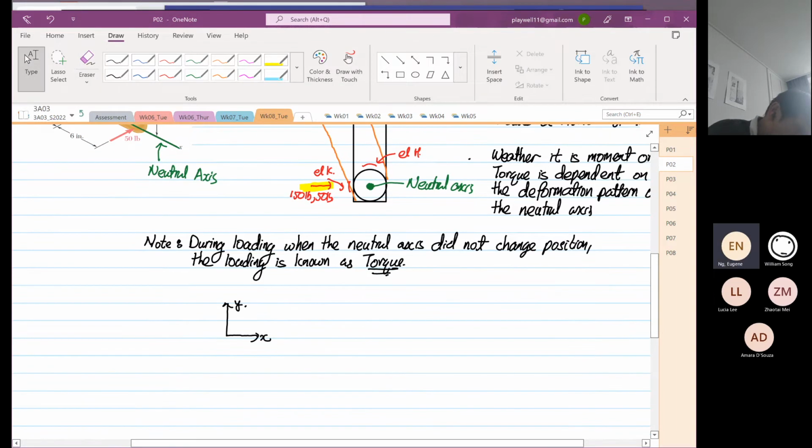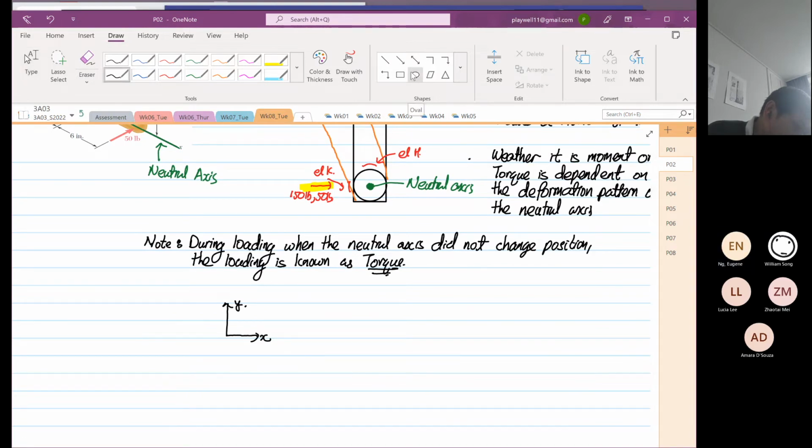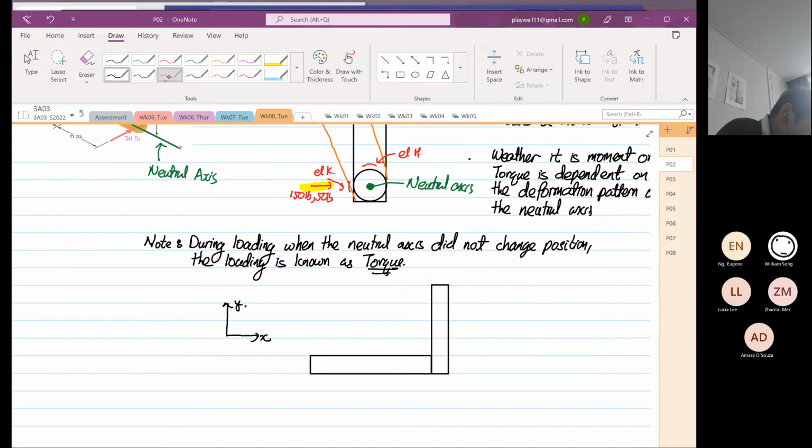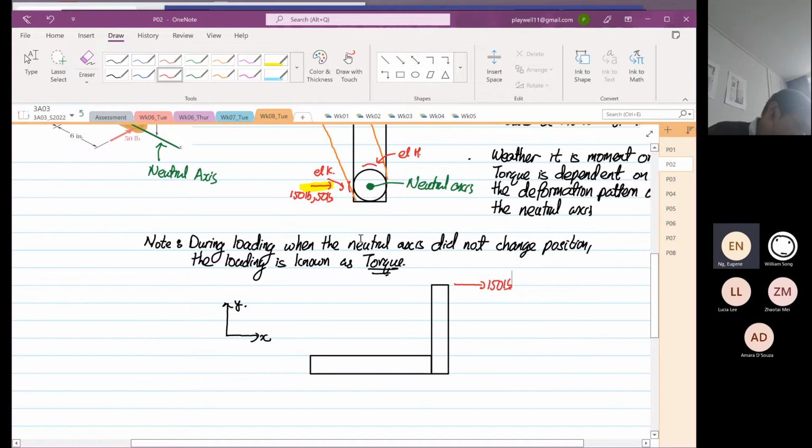Okay, so we know on the XY plane, we'll sketch this out. This is our structure. Okay, so we're going to focus on the 150 pounds over here. And then we're going to sketch our neutral axis. Okay, so that's our neutral axis.